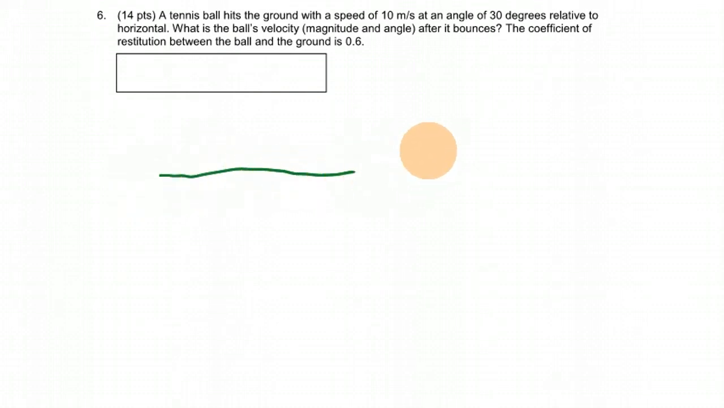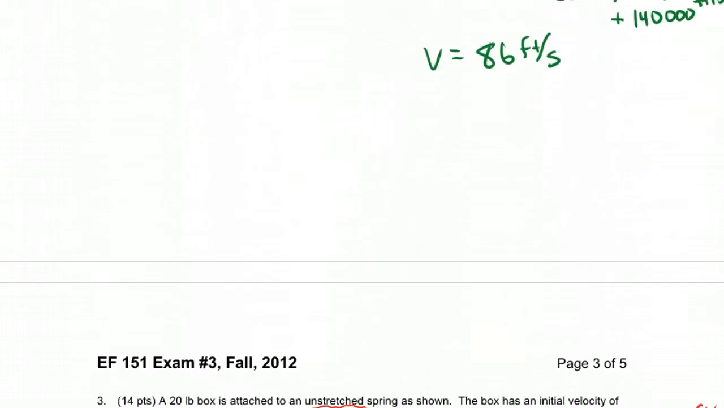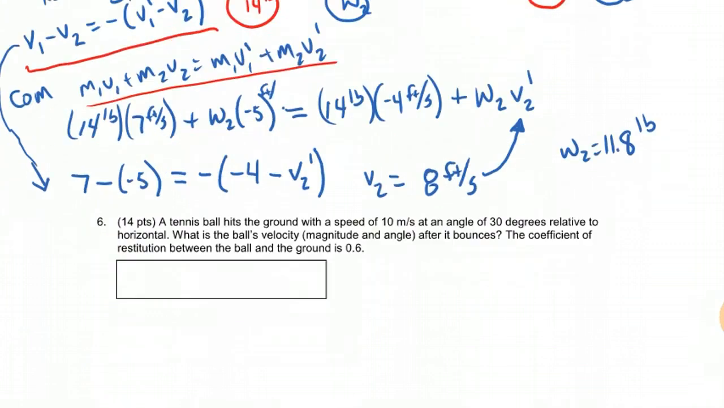We had a homework problem with an incline. Not sure why I did that. Let me get back to where I was. Let's see. We had a homework problem with an incline.